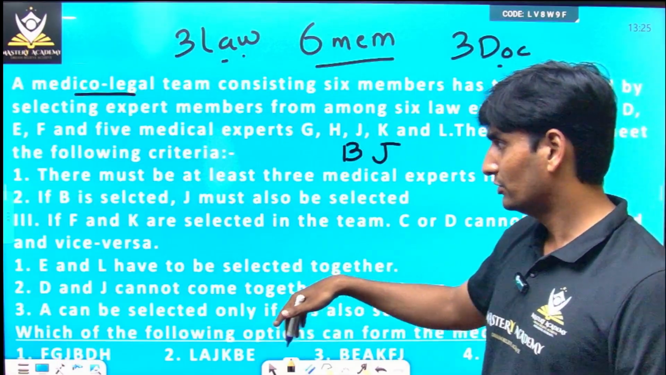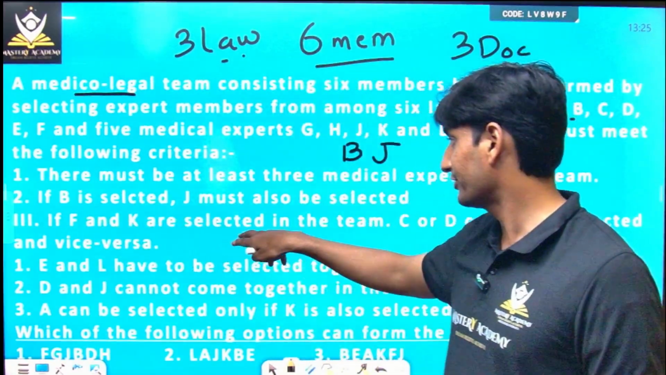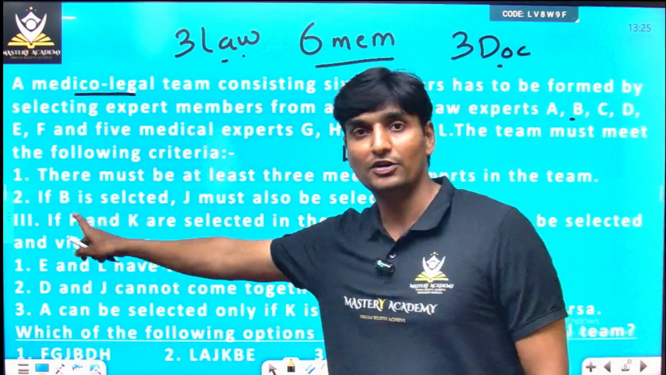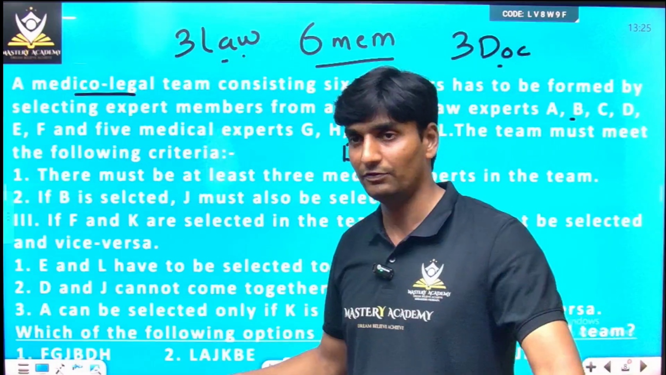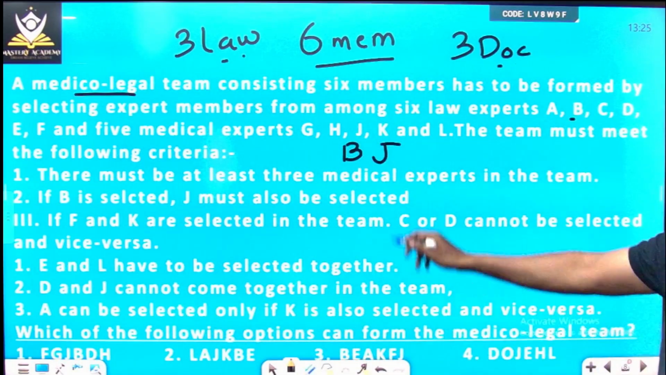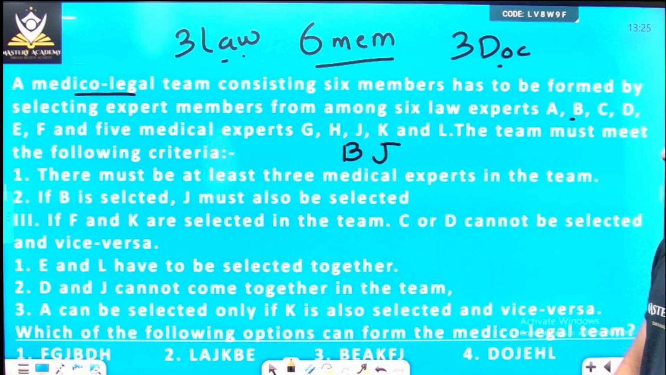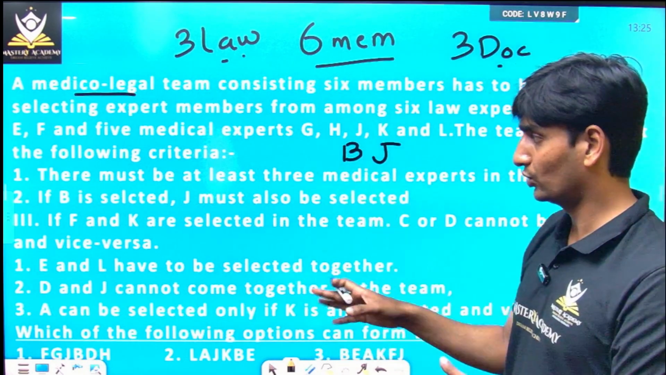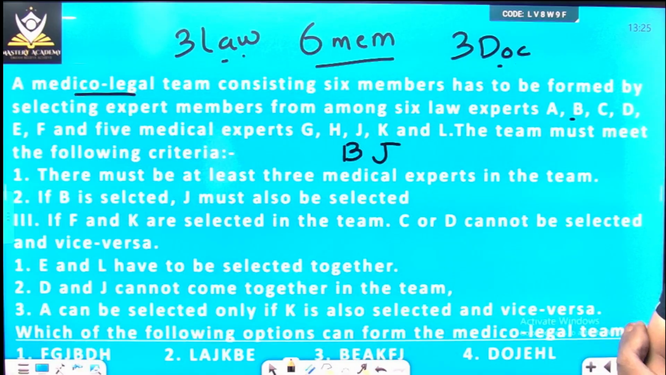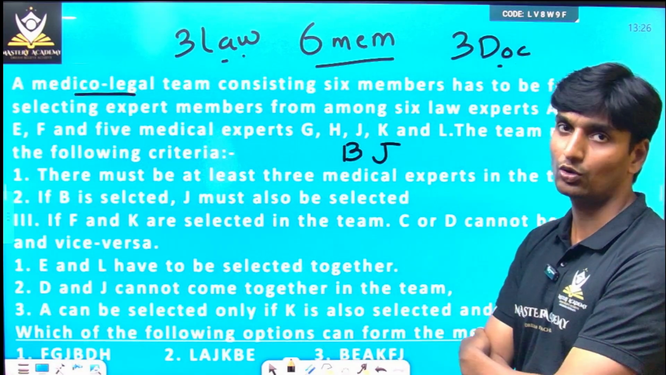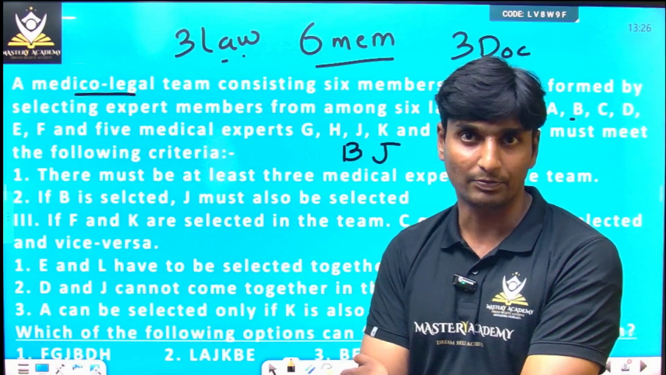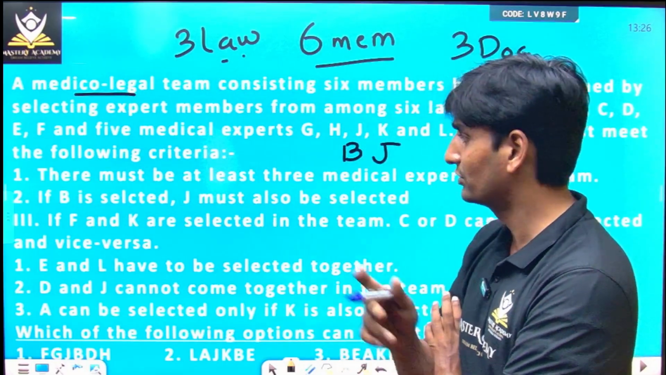Now coming back to the third: if F and K are selected in the team. Okay, there is a difference between if, must, and should. If in case F and K are selected, K is a doctor and F is a lawyer. So if a lawyer and doctor, F and K, are selected in the team, C or D cannot be selected. So C and D cannot be together if F and K are both together. Okay, that is the third condition.